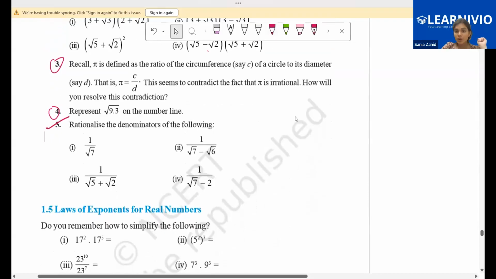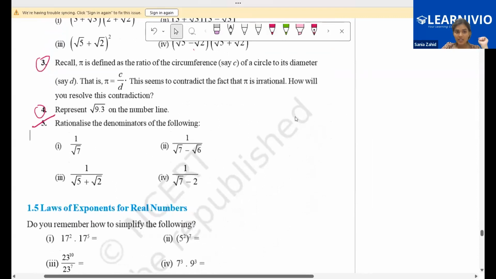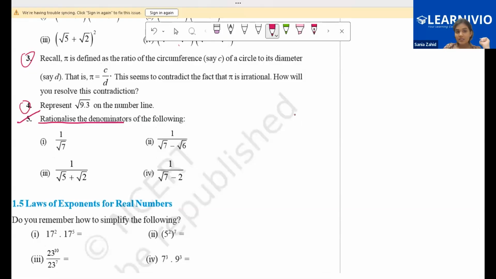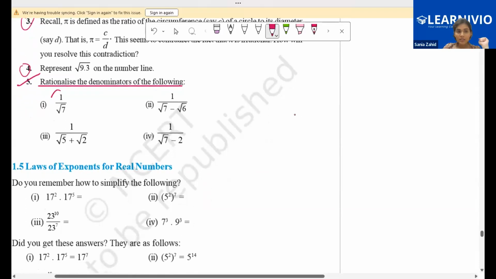Okay. Now, children, what is the meaning of rationalization? See, rationalization means converting irrational numbers to rational numbers. So here it is written: rationalize the denominator of the following. So what is the denominator? You see the denominator is 1 by root 7. So how do you convert 1 by root 7?